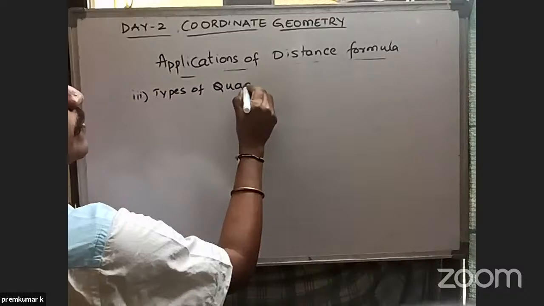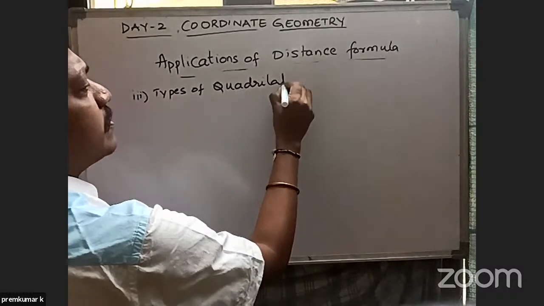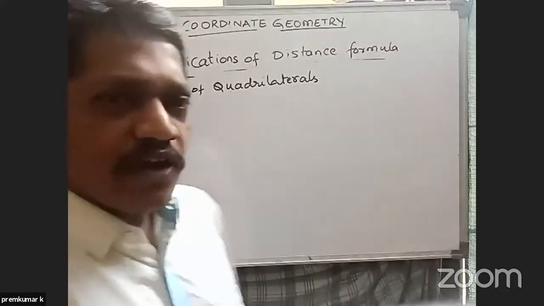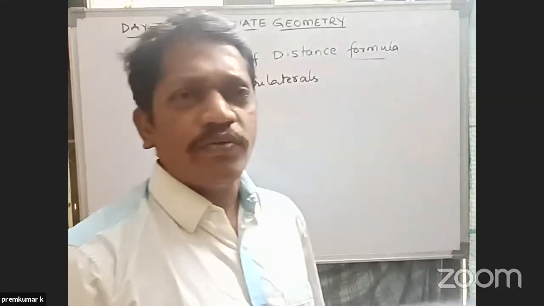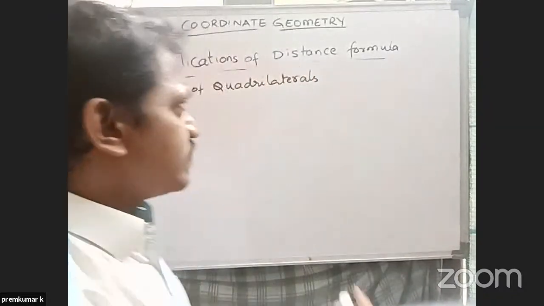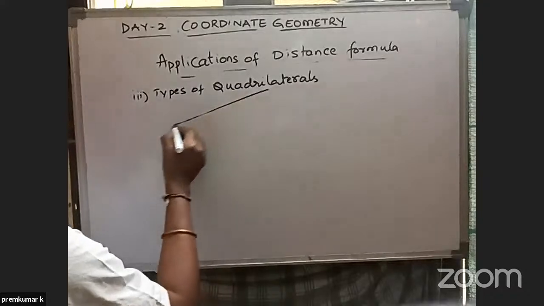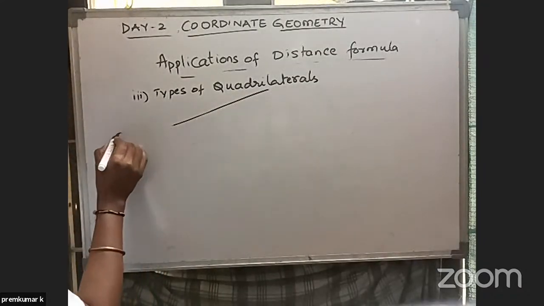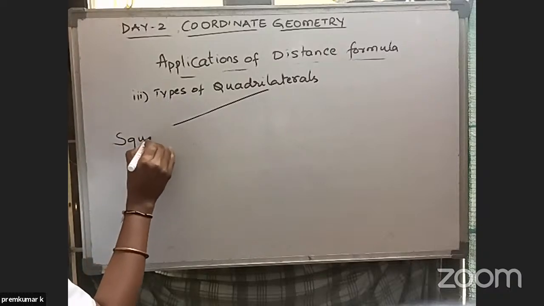Types of quadrilaterals. You know how many types of quadrilaterals there are? From this, we will differentiate them one by one. First, I am writing some in an easy way. I am writing first, it is a square.